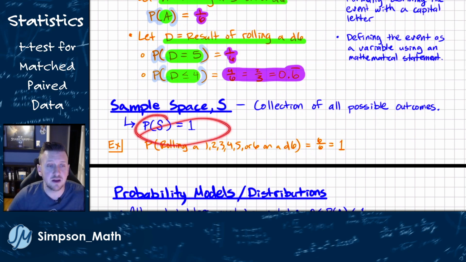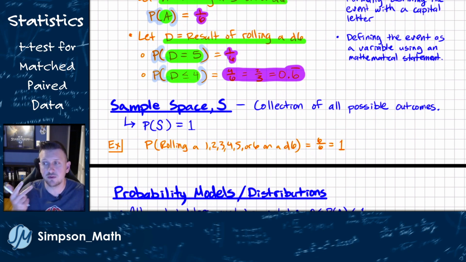So the probability of getting results from your sample space is 1. So our sample space in rolling a 6-sided die is 1, 2, 3, 4, 5, 6. So those are my 6 possible outcomes. So the probability that I get a 1, 2, 3, 4, 5, or 6 is 6 out of 6 or 1. So the probability that I get anything out of my sample space is 1. The probability I get anything outside of my sample space is 0.